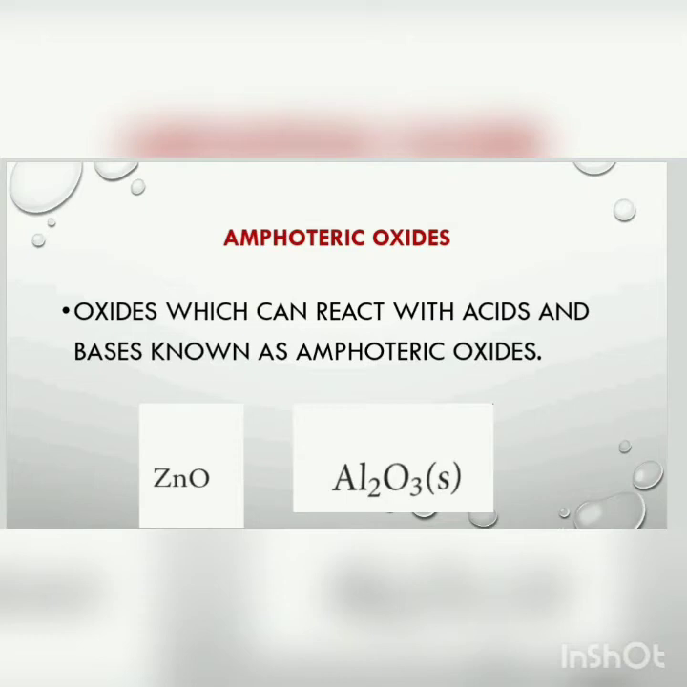Aluminium oxide is also the same. Aluminium oxide acts as an acidic oxide when it reacts with concentrated sodium hydroxide, that is a base. However, it acts as a basic oxide while reacting with hydrochloric acid, which is an acid, right? So these are the two examples.